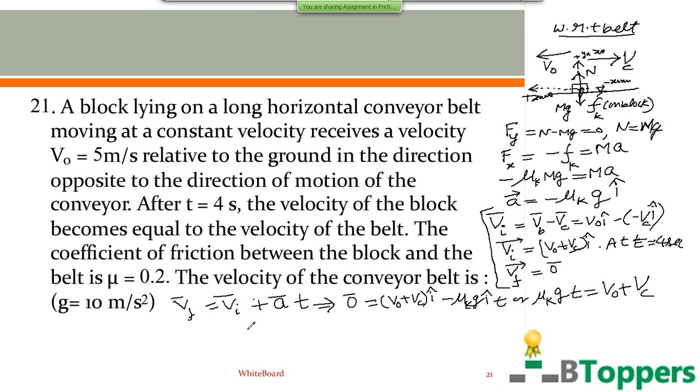We can substitute all the given values. Mu k is equal to 0.2 here, g is 10 meter per second square, t is 4 seconds, and v naught equal to 5 meter per second. If you simplify this, you get vc equal to 3 meter per second. So the magnitude of the velocity of the conveyor belt is 3 meter per second. So the answer is 3 meter per second. Now you can copy down the working.